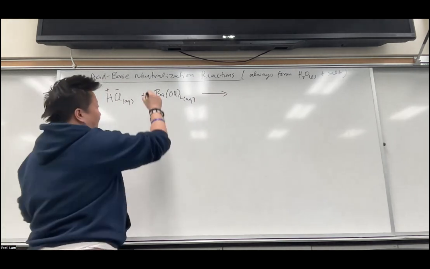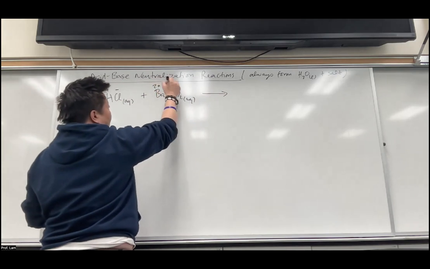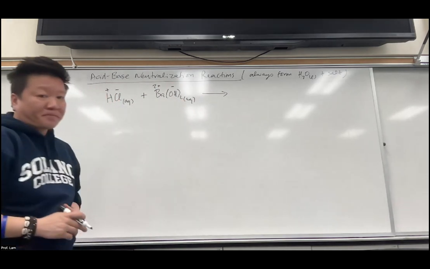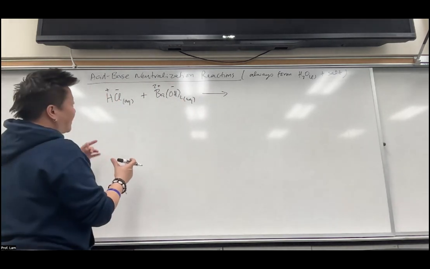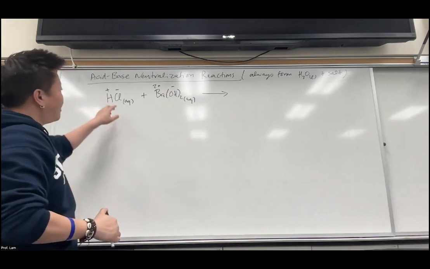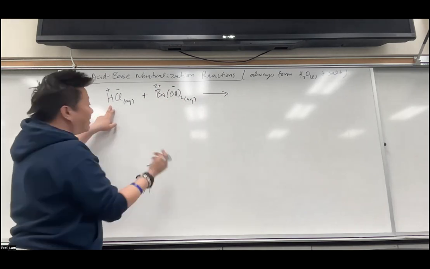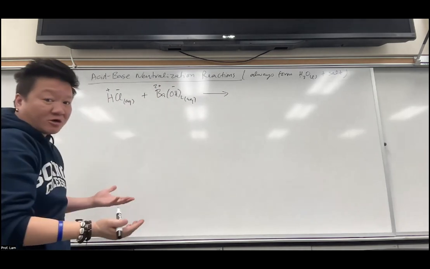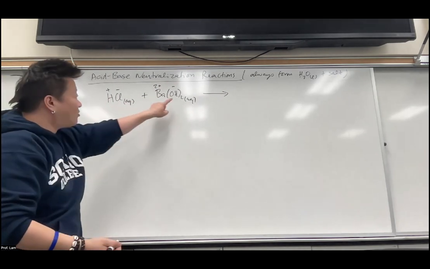Barium is in group 2A, so we know it's 2+. Okay? Each hydroxide is negative, right? That's why we need 2 of them, okay? But now that's going to help us, right? So the H plus is going to go with the OH minus, right? They're going to swap partners. Of course, the H plus can't go with barium, right? Because they're both the same charge. They repel each other. So the plus must go with the minus.